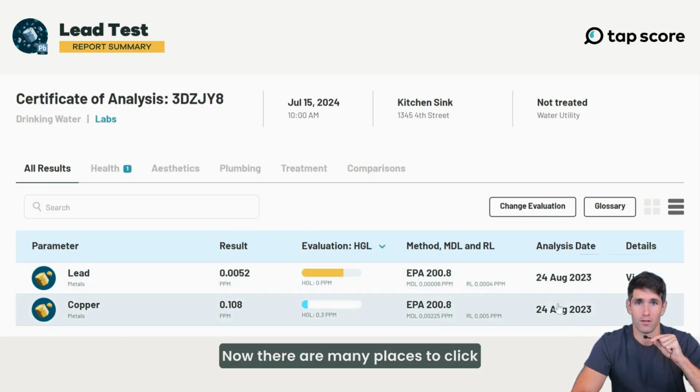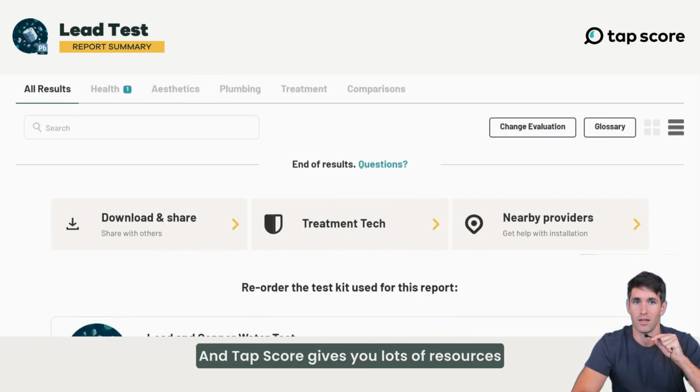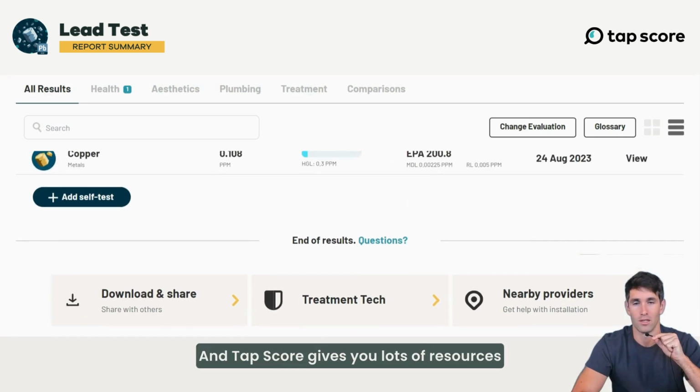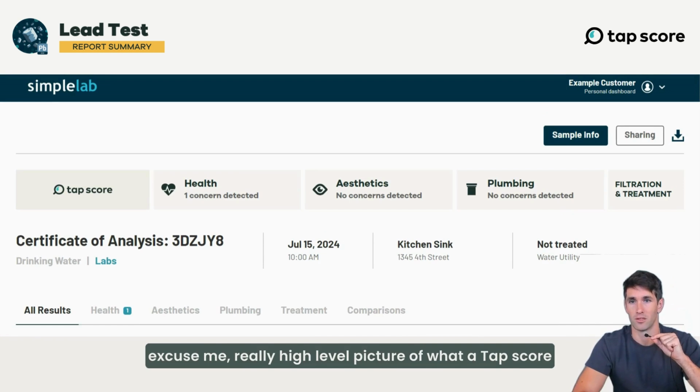Now, there are many places to click on and investigate and understand your results. And TapScore gives you lots of resources to make sense of your results. But I wanted to give you a really high-level picture of what a TapScore report looks like when you test for lead and copper.